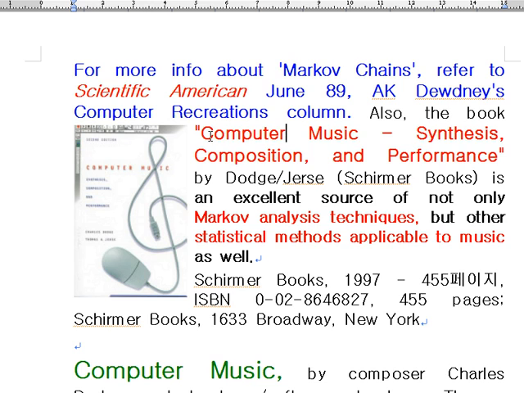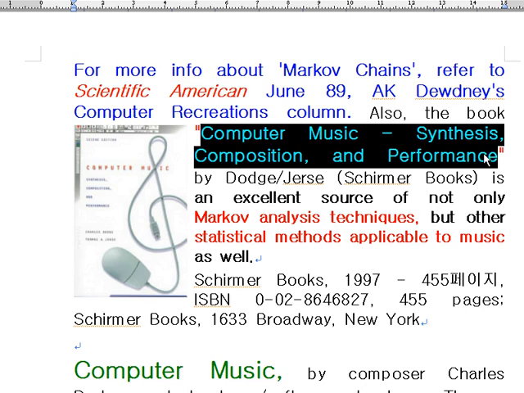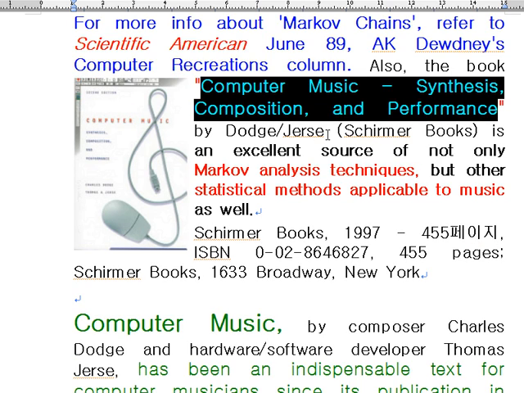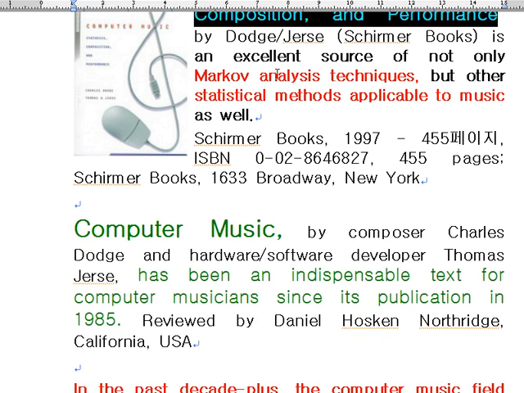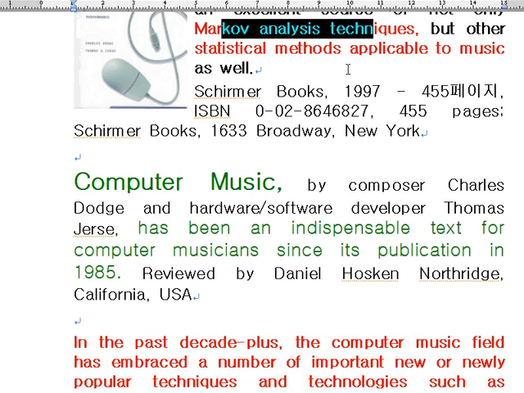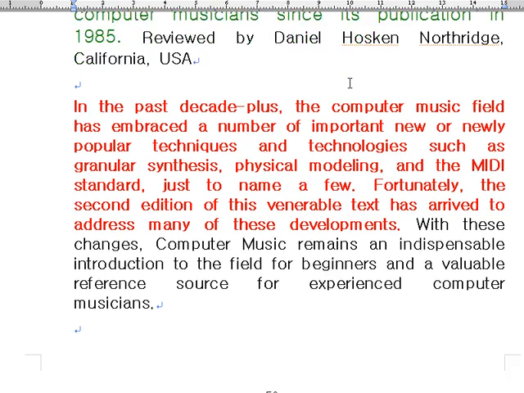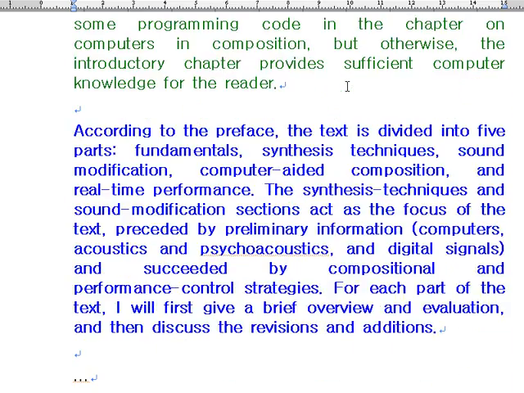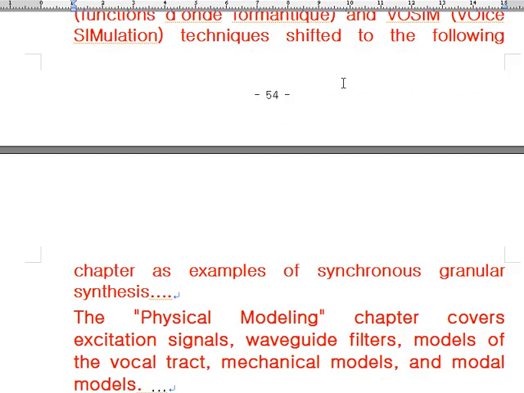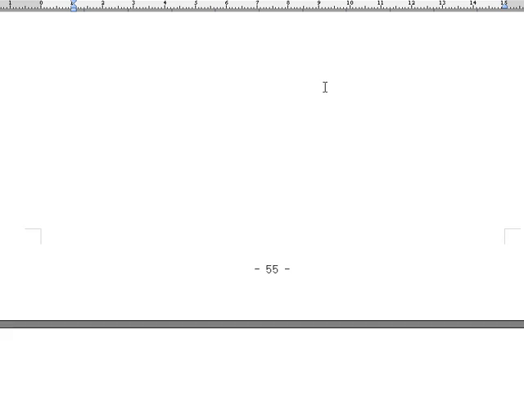And also, I found an interesting article on computer music, synthesis and composition and performance by Dodge and Jerse. And here, Markov process technique was well used. And I heard this is a kind of classic for the musicians who are using mathematical theories. So some of you who are working on those projects may have an interest in it.